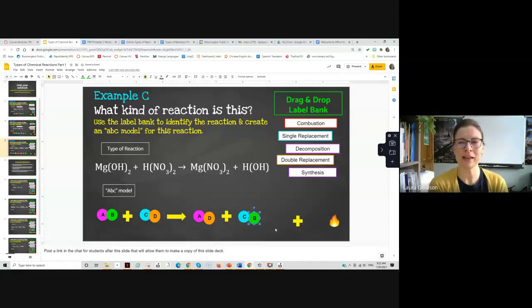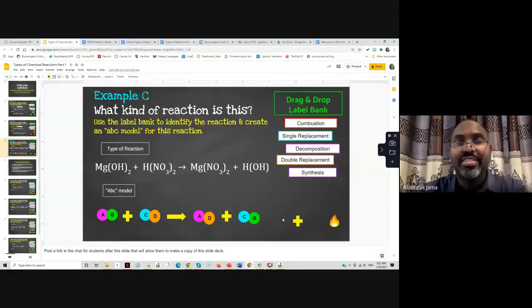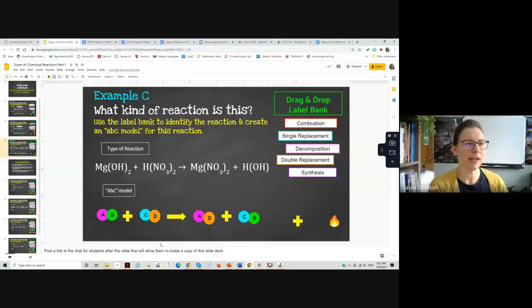Anybody want to take a guess? Somebody who hasn't guessed yet? What do you think we call this type of reaction where we have two compounds on both sides? Somebody make an educated guess, or maybe you already know because you remember from last week.